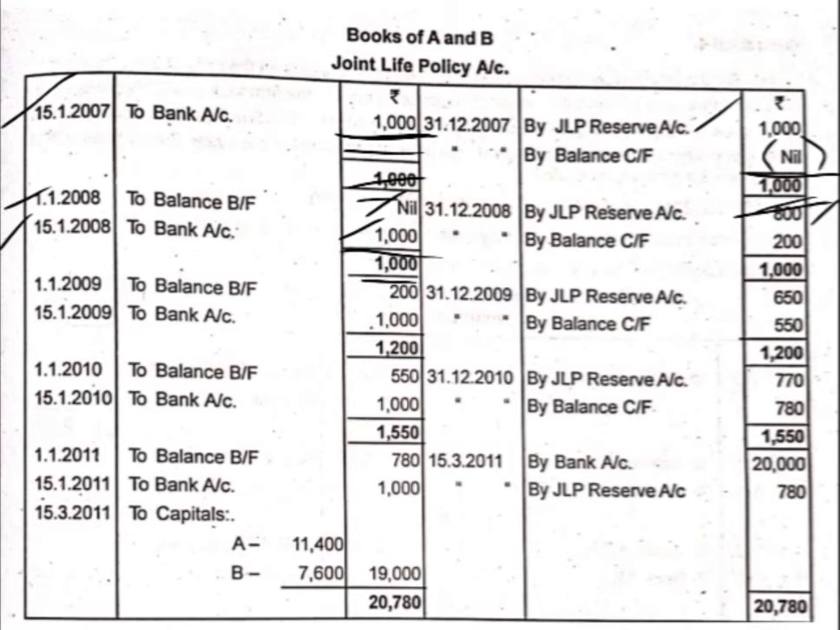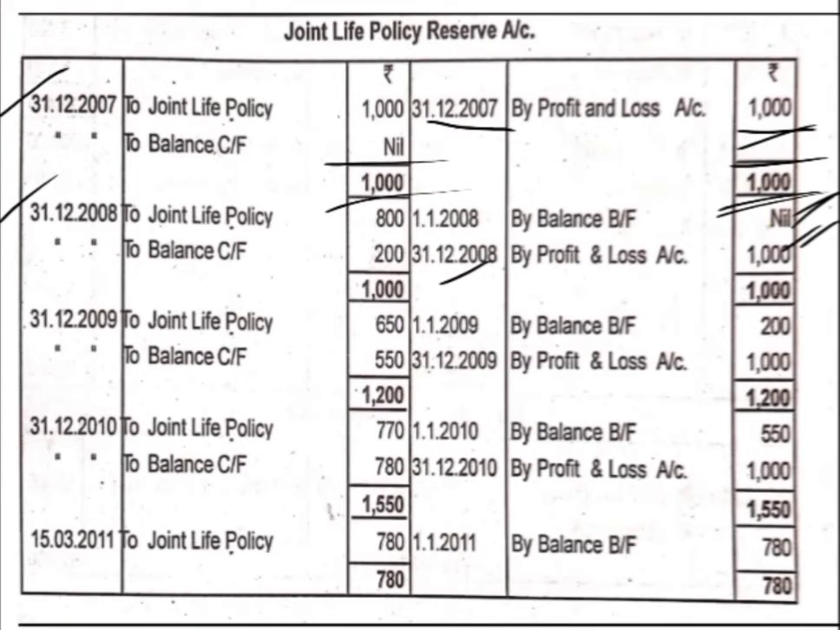So here we have 1000, here also 1000. When we get the balancing figure, we get 200. So there we are going to write on 31st 12 2008, by balance carried down 200. The same balance will be brought down at the beginning of next year, that is on 1 2009, to balance brought down 200. Similarly, in the joint life policy reserve account also, here we are going to close the account, and here also we are going to write the same 1000. We are going to have the balance of 200 rupees here, to balance carried down, and the same balance has been brought down at the beginning of next year, that is on 1 2009, by balance brought down 200.